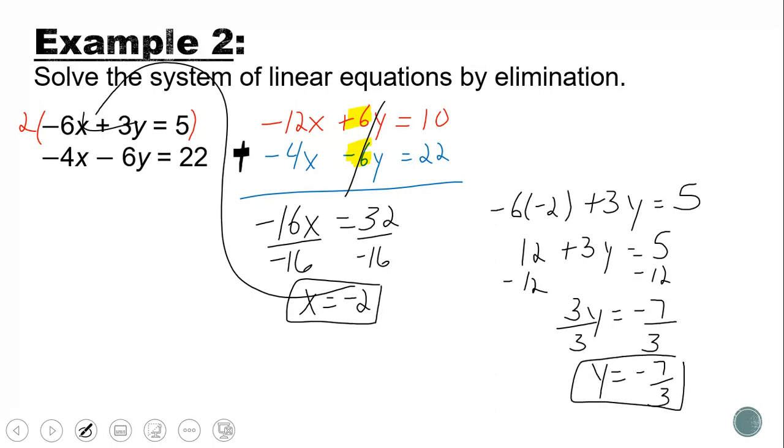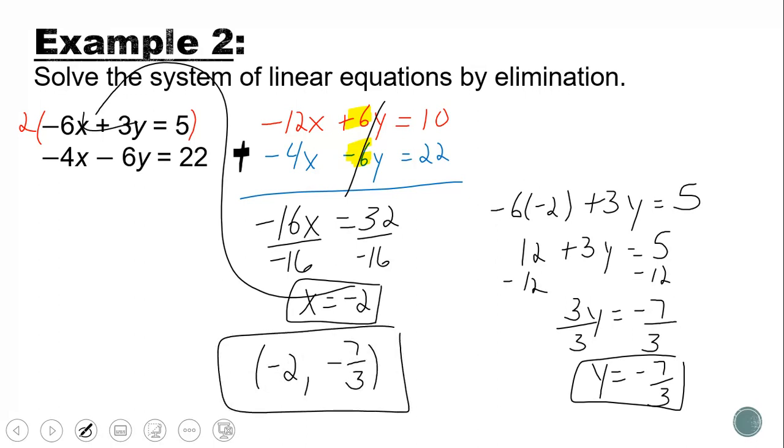As a decimal, that would be negative 2.33 repeating. Perfectly fine. Nobody said your values have to be whole numbers. They can be fractions. So our final answer, our x value is equal to negative 2. Our y value is equal to negative 7/3. And there's my solution. Could I graph it and check it? Sure. Could I plug it back in and check it? Sure. Whatever you want.